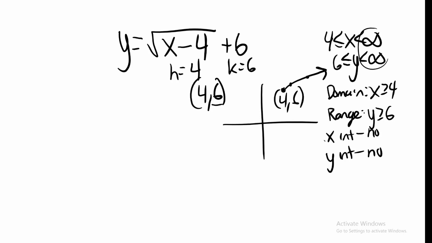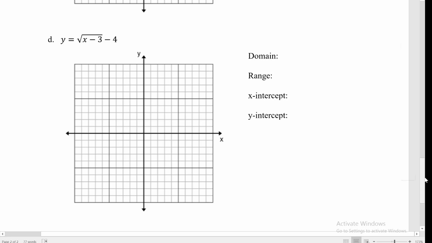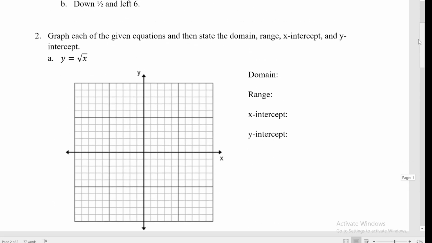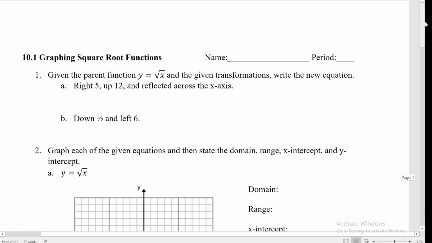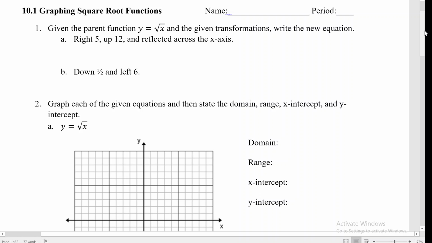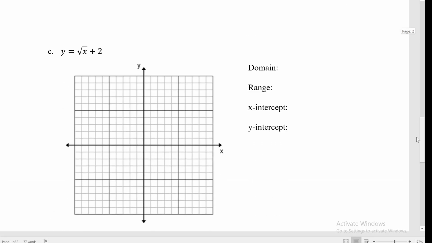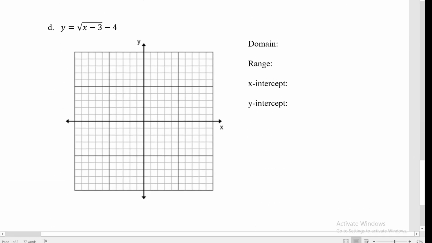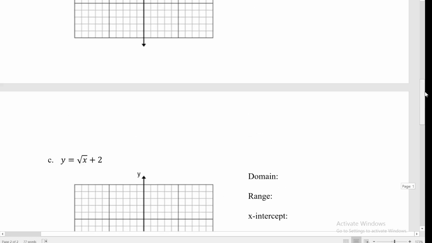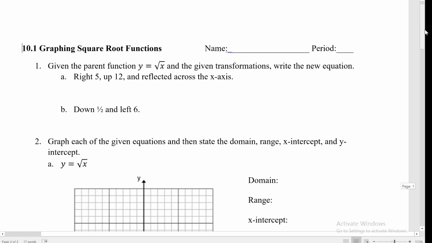Now I want to pop in and take a peek at the homework. So the homework is this worksheet. I actually snagged this off my homework calendar to put it on this computer. And it's going to ask you to write a couple equations. It's going to ask you to graph 4 different equations here, and then write the domain, range, x-intercept, and y-intercept. So those are the things that are going to be asked of you.